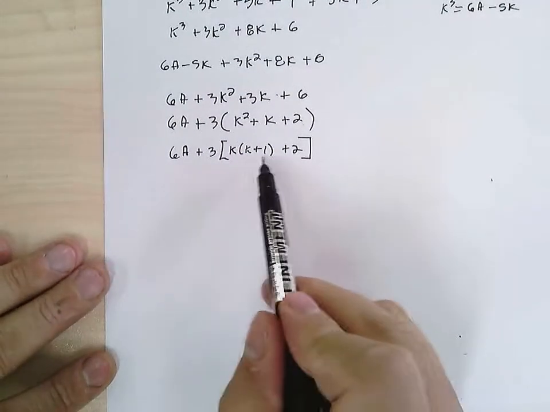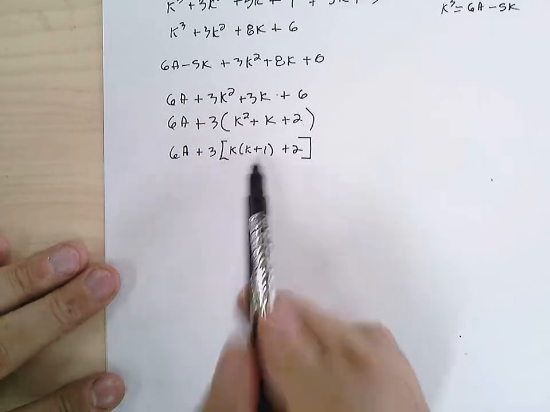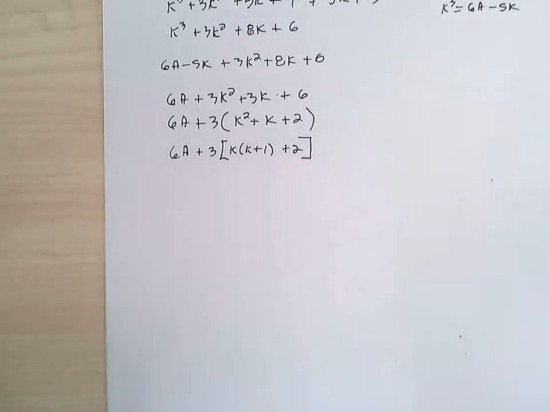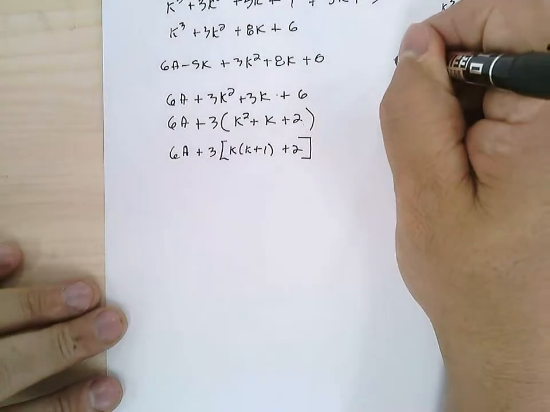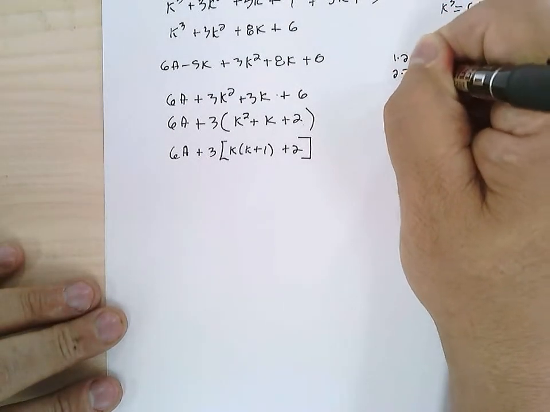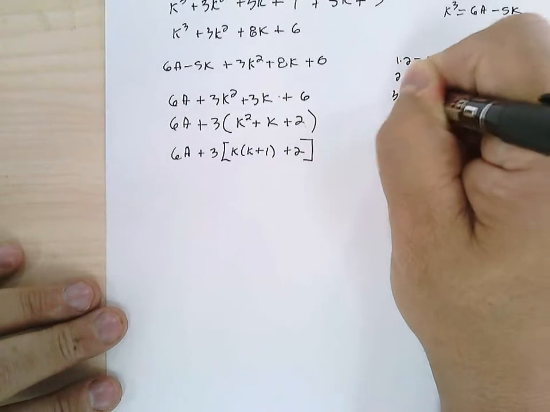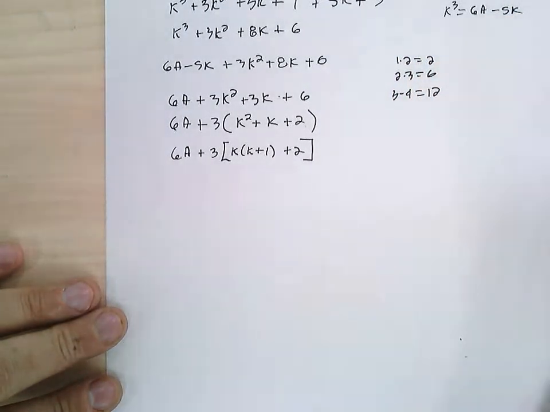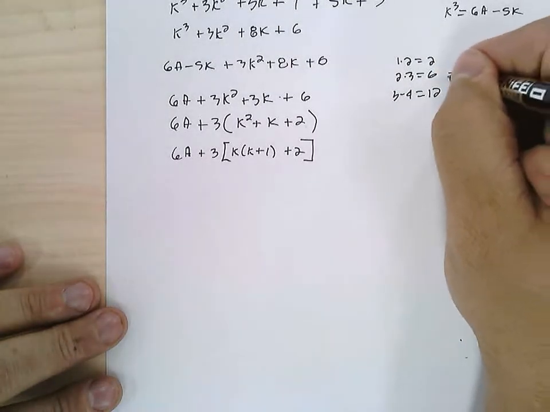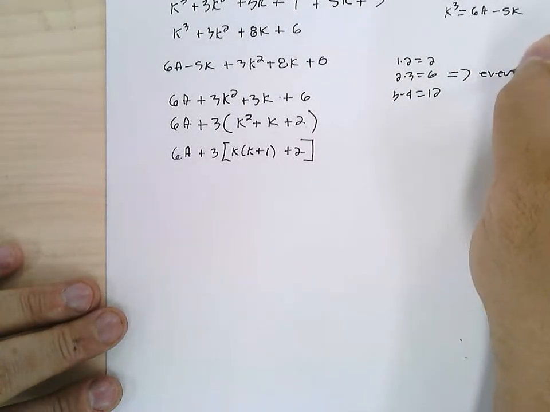Now, the trick is right here. What kind of number is this always going to be? We'll look at those. I'm going to have k times k plus 1. Whatever that value is, those are what we call consecutive integers. And what kind of numbers are consecutive integers? Like 1 times 2 is 2. 2 times 3 is 6. 3 times 4 is 12, and so on, right? These consecutive integers, when you multiply them, are always even, right?